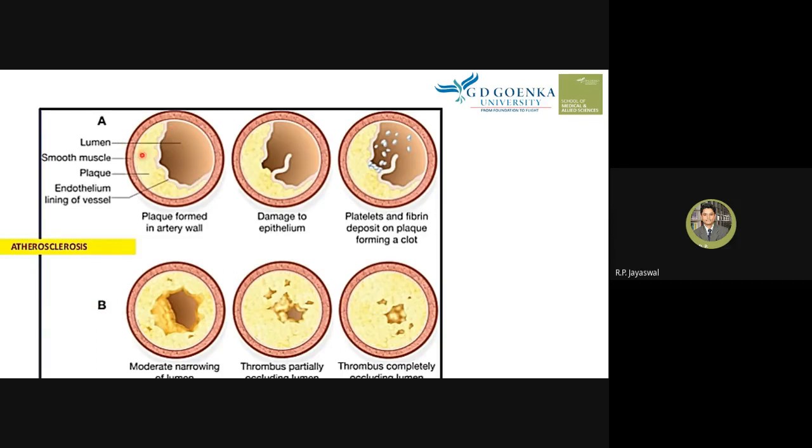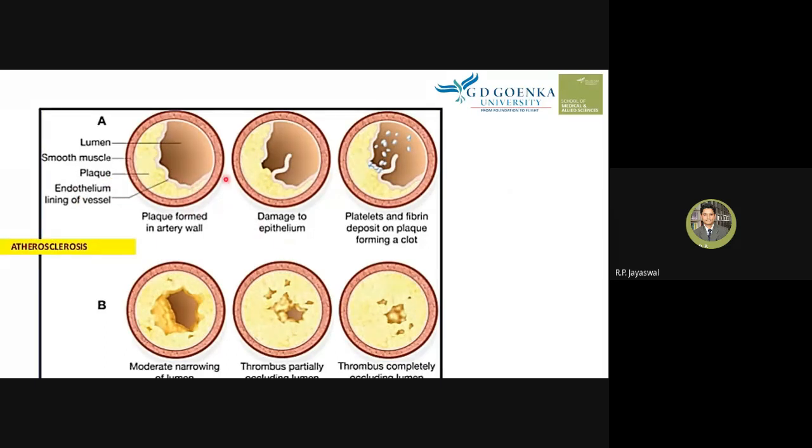This is the lumen of the artery which has undergone the atherosclerosis process. You can see the yellow part, which is called a plaque, where fat and cholesterol have been deposited in the arteries. This is the smooth muscle layer. This is the lumen. This is the plaque which has abnormally formed between the smooth muscle and the endothelium lining of the vessels.